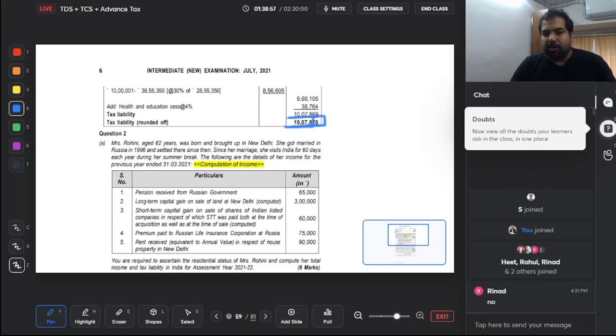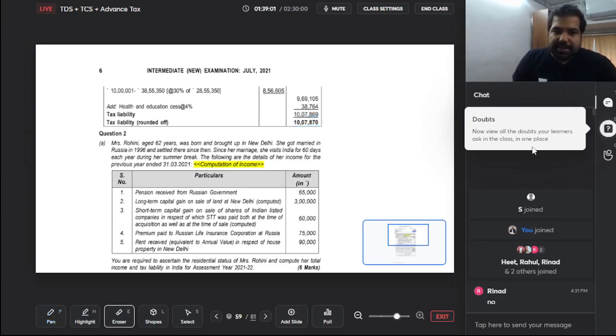$10,70,870 is what our answer also is. Perfect. So guys, confidence is key. Every time you solve a sum like this, you get better and better. So at least computation of income, the moment you start doing computation of income, everything else starts getting revised.